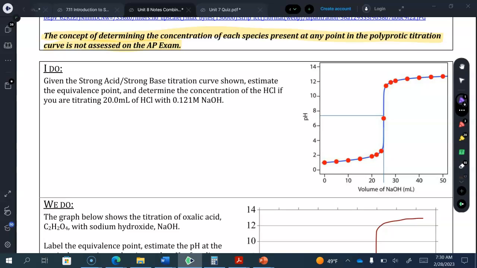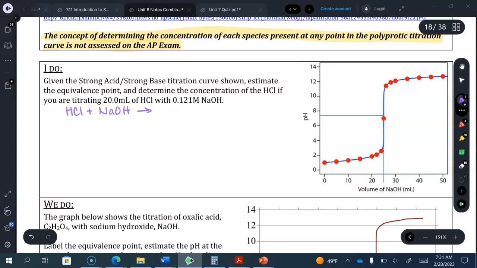Okay, so for our first I do, given the strong acid, strong base titration curve shown, estimate the equivalence point and determine the concentration of the hydrochloric acid if you're titrating 20 milliliters of hydrochloric acid with 0.121 molar sodium hydroxide solution. So our general equation, we should always write that out, is HCl plus NaOH yields, and it is a unidirectional arrow because this reaction goes to completion because they are a strong acid and a strong base.